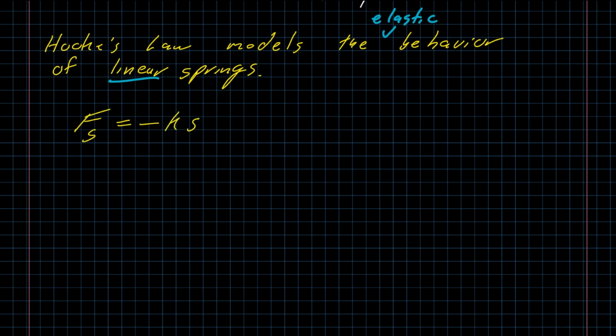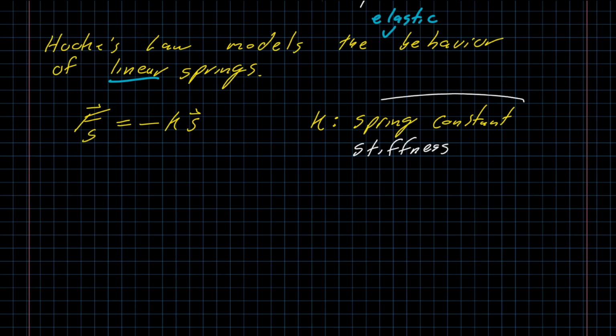Hooke's law tells us that the force generated by a spring is equal to the negative of K times S, where K is called the spring constant. You'll see some sources that call this the spring stiffness, the stiffness constant, or just the stiffness of the spring.